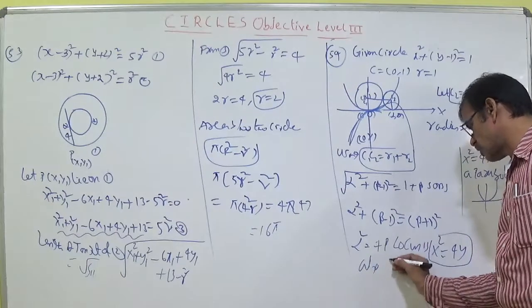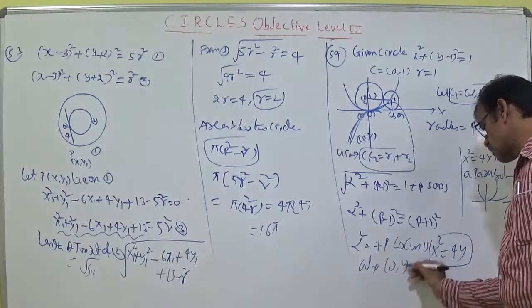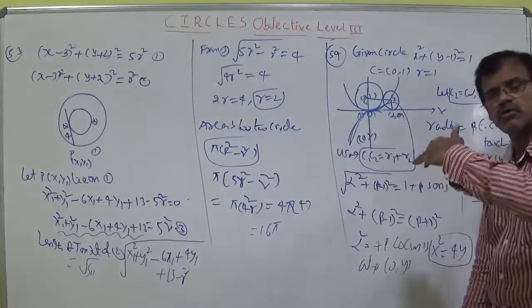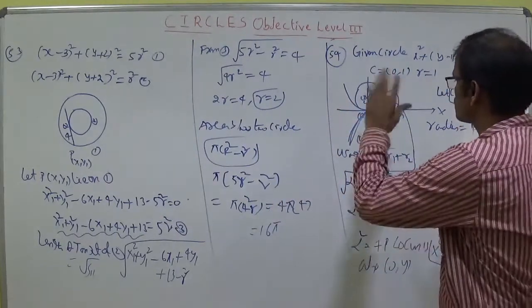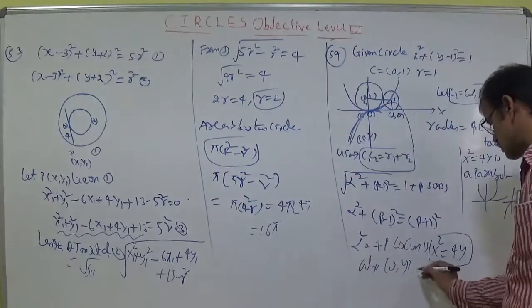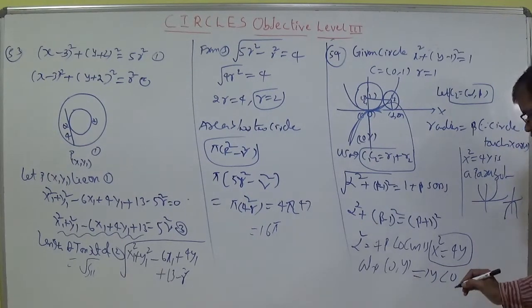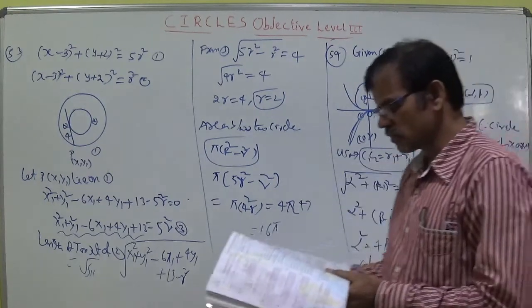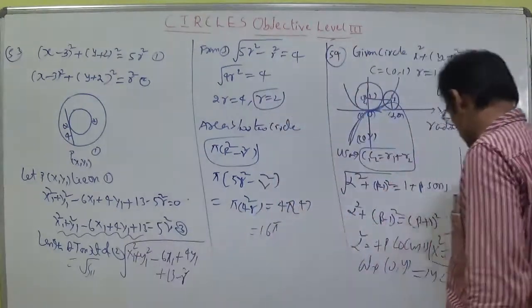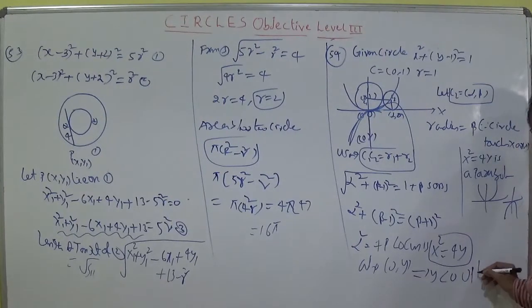Also I am writing 0 comma y. Of course, here 0 comma y indicates positive. Now positive is completed. Let us discuss negative. That implies here you write y less than 0. So the locus is x square is equal to 4y and 0 comma y with y less than 0. So the option here is option 1.